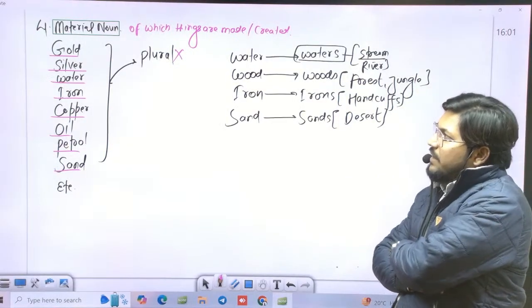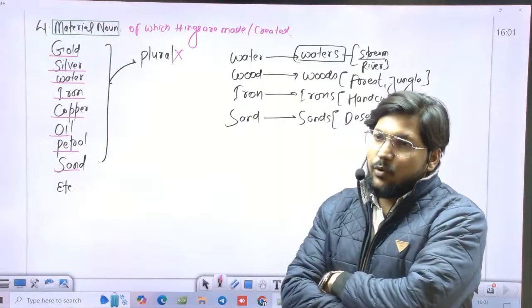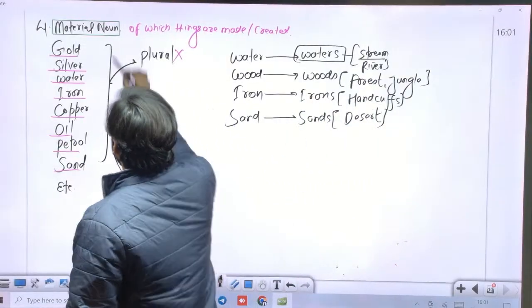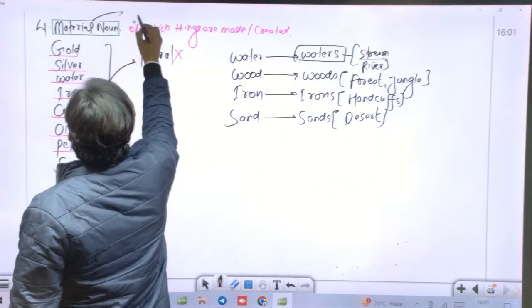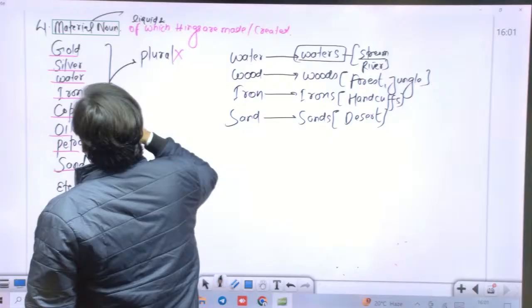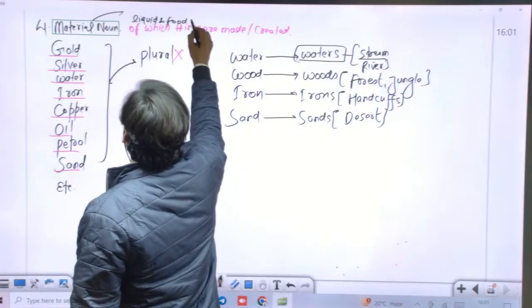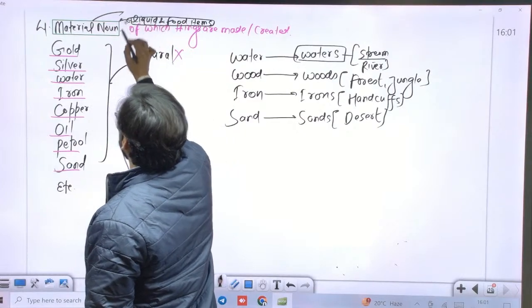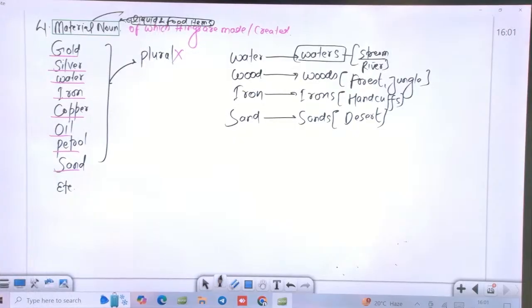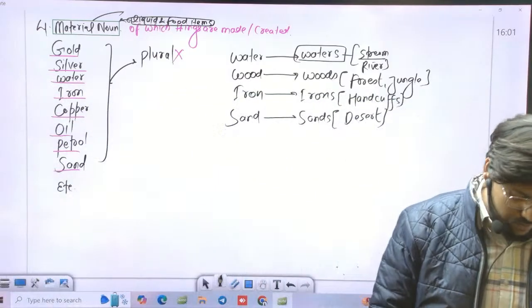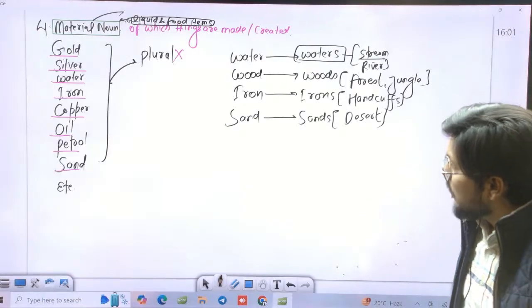Now, how can we identify whether any noun is a material noun? We simply can say, if any liquid thing is being used, think liquid, or we can say food items. So these all are known as material nouns. Liquid things, raw material, or food items, these are known as material nouns.